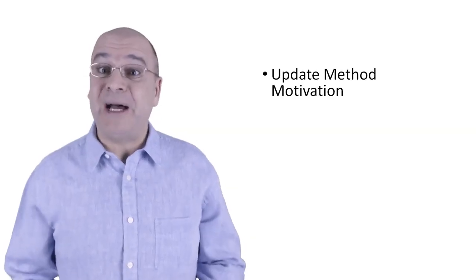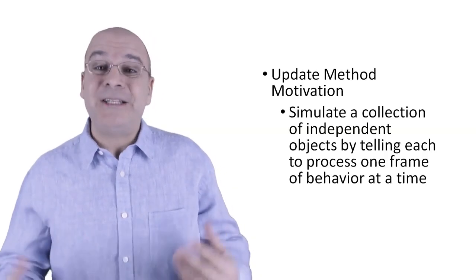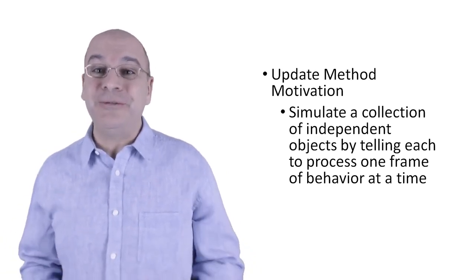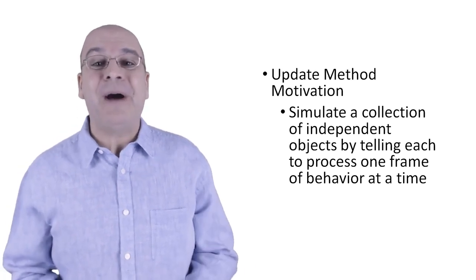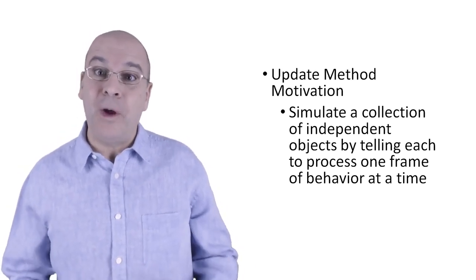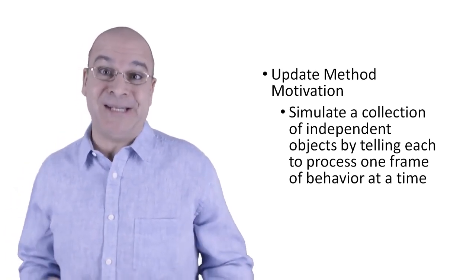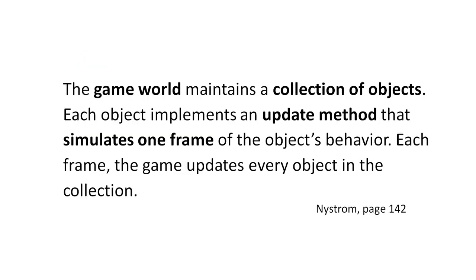The motivation behind the update method pattern is that we want to take a collection of independent objects and we want to simulate them in the game world by having them each execute one frame of behavior at a time. So here's a description of the pattern. So we have a game world that holds a collection of objects. The Unity engine holds all the game objects in a particular scene, and then each of those objects are updated each update of the game.